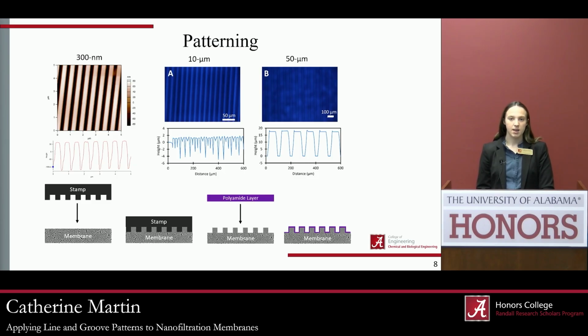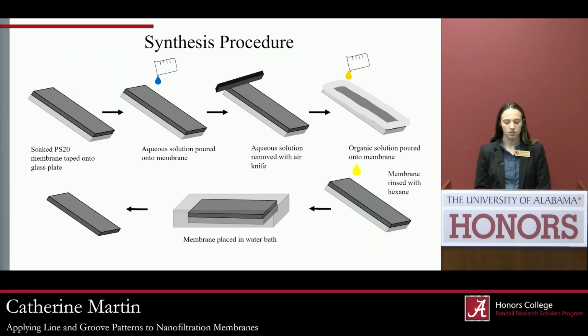We stamp a PS20 membrane, which is the bottom two layers of the nanofiltration membrane. It's an ultrafiltration membrane that we purchase. It does not have the polyamide active layer. So we use thermal embossing to stamp the pattern onto the membrane surface, and then we'll go in and synthesize the polyamide active layer on top so that the pattern is under the polyamide active layer. And the patterns are shown in the top image here, the stamps.